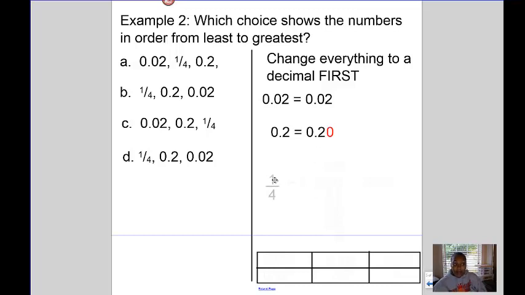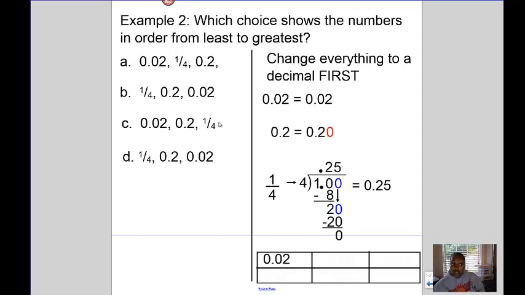And then my last one is that fraction 1/4, and I need to change that to a decimal. I'm going to change it the same way we've been changing fractions to decimals. I'm going to divide the numerator by the denominator. And then once I've divided that, I've changed it to a decimal. So 1/4 is now 25/100. So now I'm comparing 2/100 to 20/100 to 25/100. So I can put them in order. Well, 2/100 is the smallest. So that's my number that needs to go first. And when you're doing that comparison, you've got to make sure you put everything back in its original form.